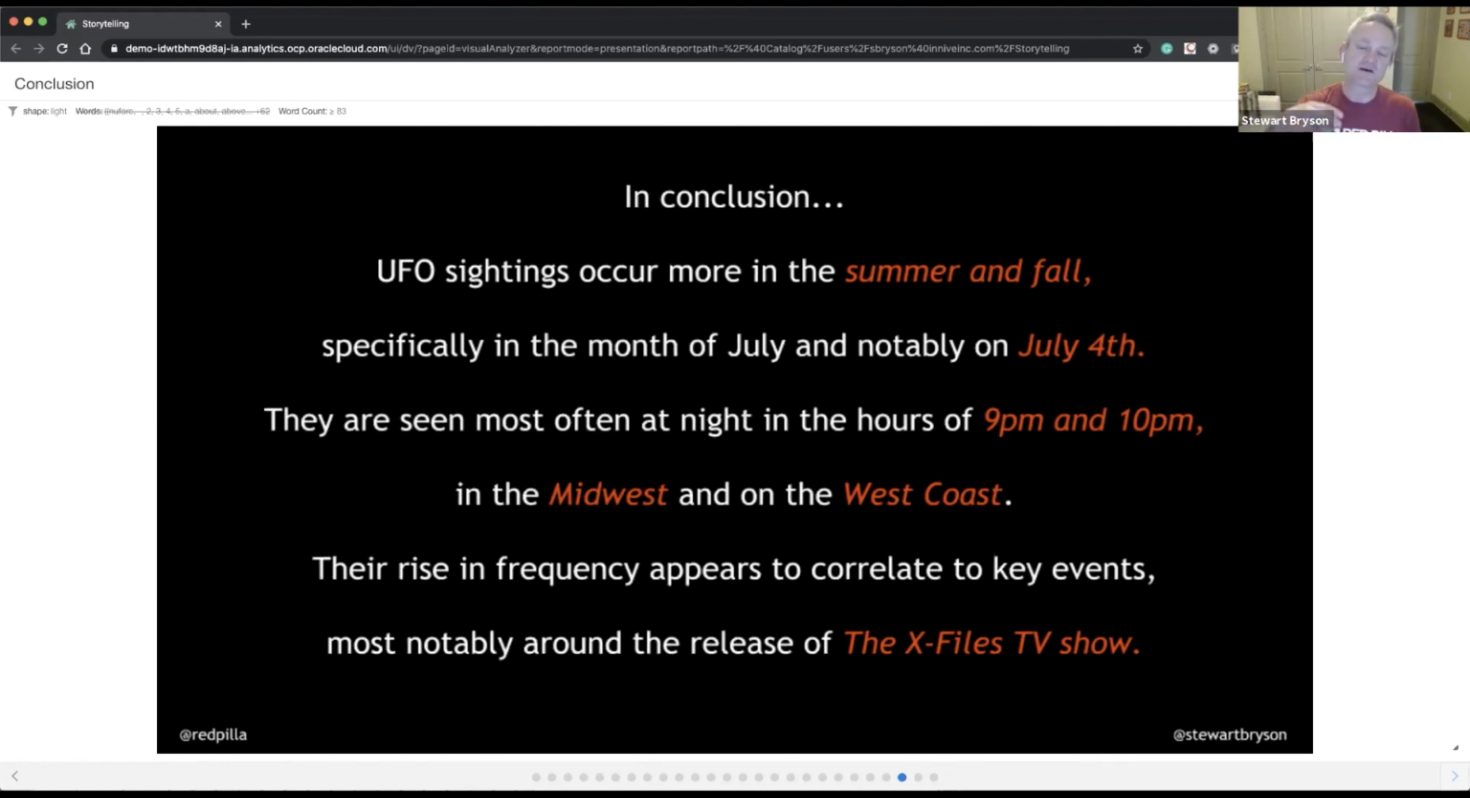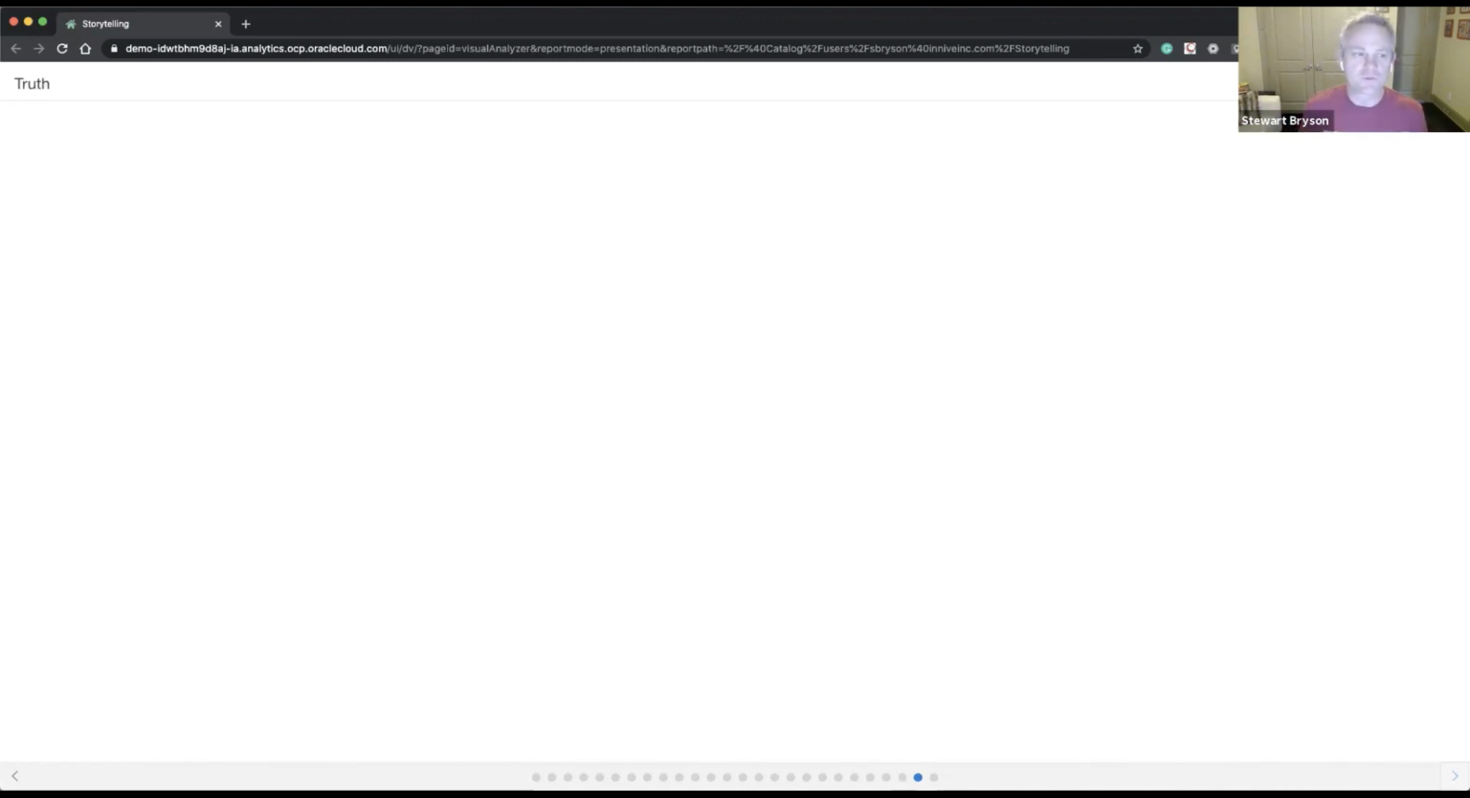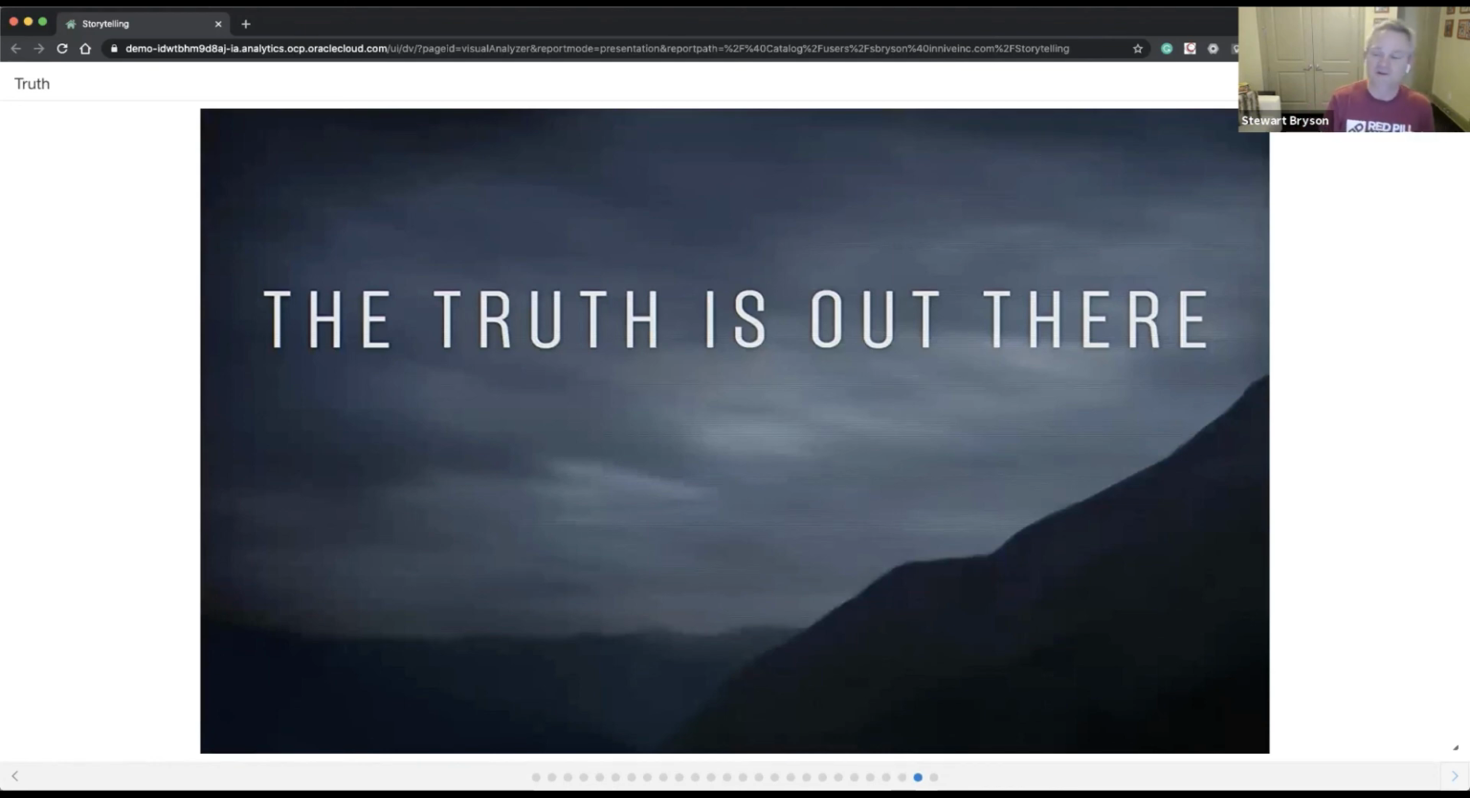So the rise appears to correlate with key events: Roswell, the space program, this wonderful television program that I miss dearly called The X-Files. And with that, the truth is out there.